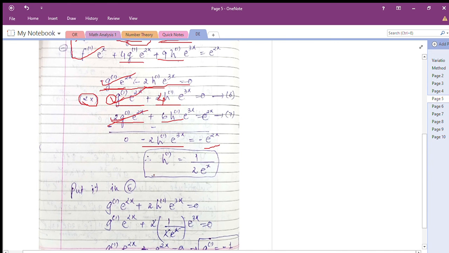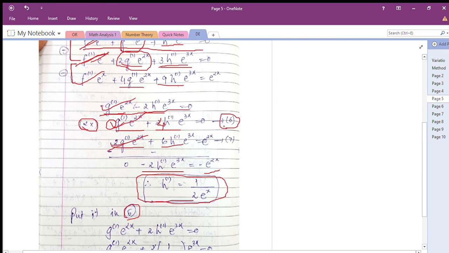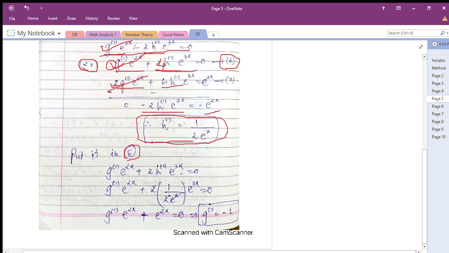So we have h1 equal to this much. Put this value of h1 in equation number 6, that means this equation. This is the sixth equation, g1 e raised to 2x, 2h1 e raised to 3x. Put the value of h1 over here, it is 1 by 2 e raised to x, so the 2 cancelled, e raised to 3x and e raised to x, so we are left with e raised to 2x only. This is g1 e raised to 2x plus e raised to 2x equals 0, so g1 will be minus 1. So you got h1, you got g1.